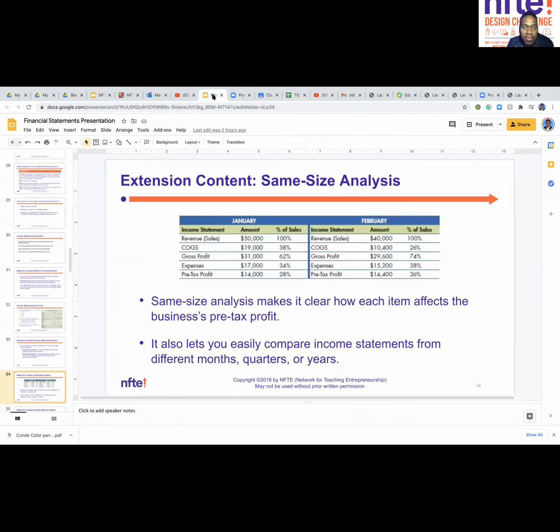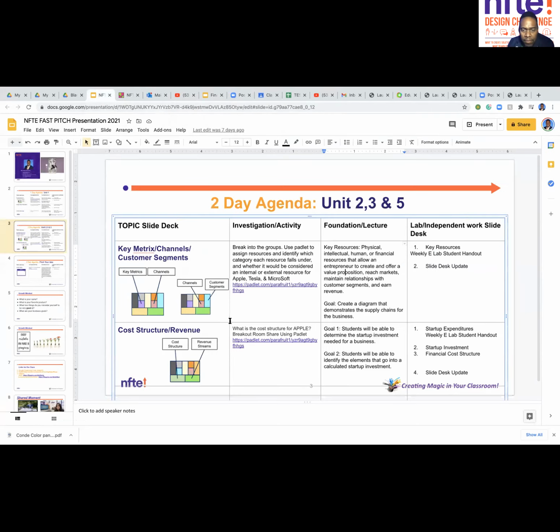Let's go back. Let's go to right here. Okay, so cost structure. We kind of went into the startup investment. We look at financial structure. What I'm going to ask you guys to do, okay?